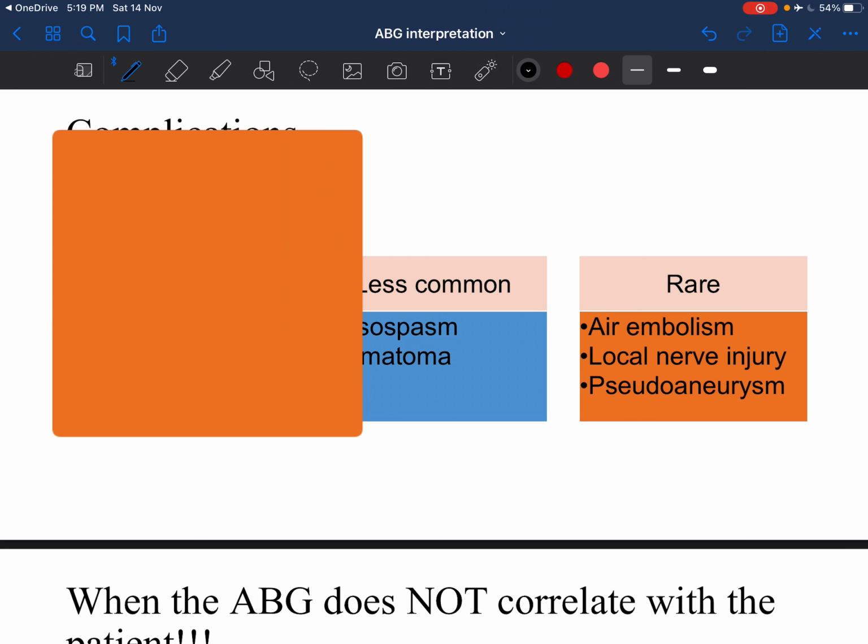So, the complications of an ABG. The common problems, if you are someone who does regular ABG sampling, are bruising in the area where you sampled, bleeding from the area where you sampled unless you apply adequate pressure for adequate time, and pain. Arterial sampling is definitely more painful than venous sampling. Lesser common things are vasospasm and hematoma formation. Rarer ones are air embolism if you have introduced an air bubble, local nerve injury and pseudoaneurysm.